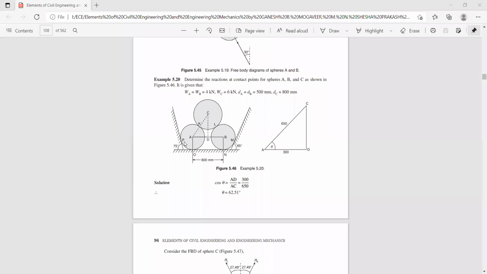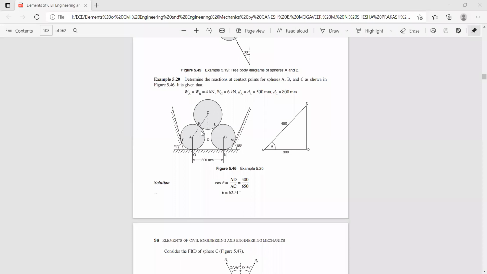First we have to identify the contact points where the sphere makes contact with the sides of the container as well as between the spheres. Sphere A is making contact at this point and at this point, and between these two spheres you have a contact point K. Similarly sphere B is making contact right over here and at this point, and between sphere B and sphere C you have a contact point L. So now you have to find these contact reactions, that is RP, RO, RK, RL, RN, and RM.